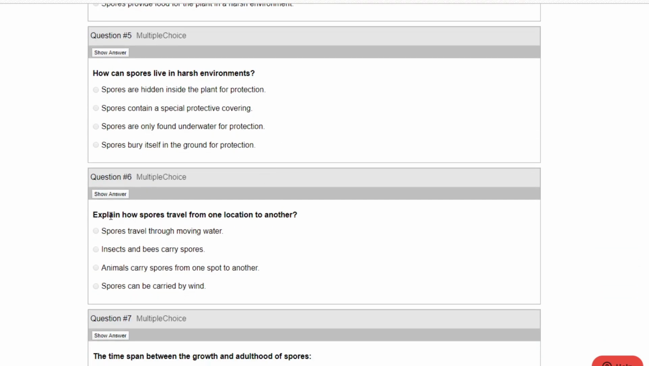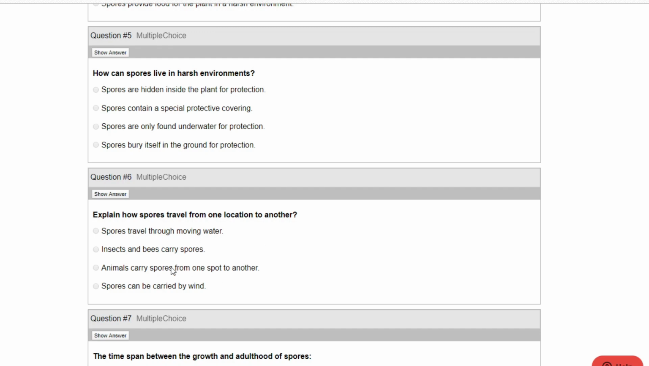Remember, you always need to find something to scan for in your question. Let's look at number 6. Explain how spores travel from one location to another. So how do the spores get around? You know, do they have legs? Do they walk? Obviously not.